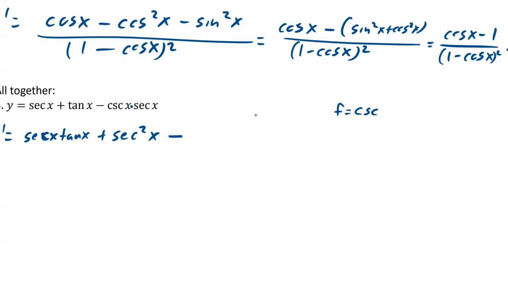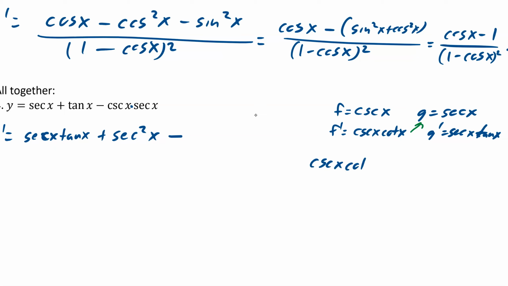F equals cosecant x, g equals secant x. And so f prime would be negative cosecant x cotangent x, because they need their fathers, and g prime would be secant x tangent x. And then we just do our little product rule. So this times this. So we get cosecant x cotangent x secant x plus, and then secant x tangent x cosecant x. And they all have a secant, so we could place them over here and then cancel them out.